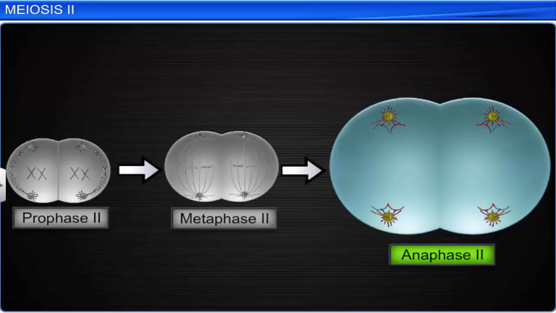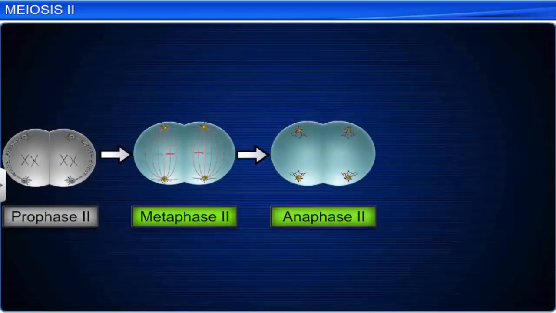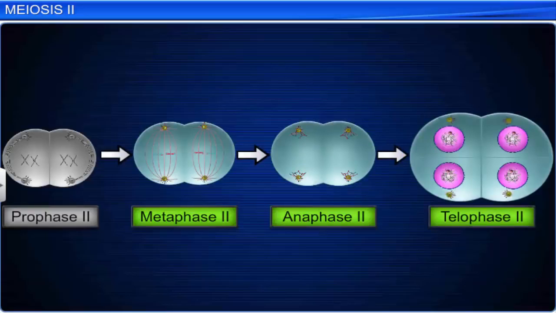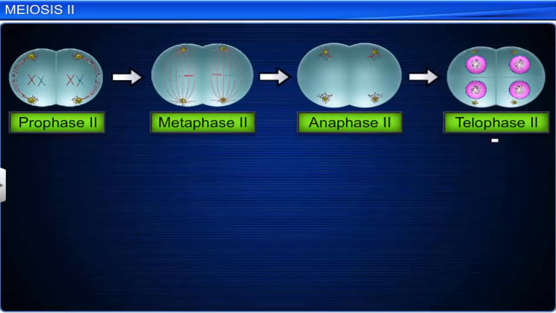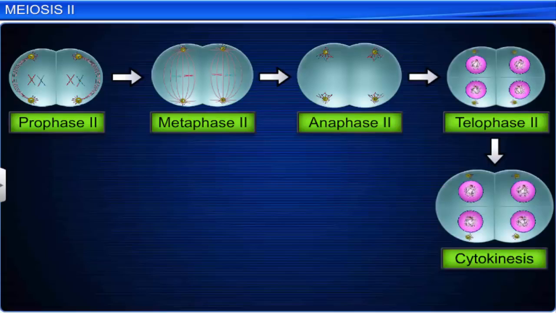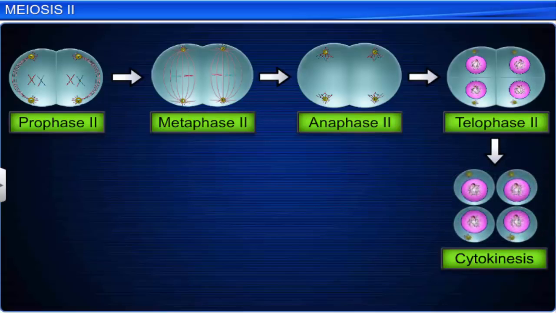The final phase of meiosis 2 is telophase 2. During this phase, the chromosomes reach the opposite poles and a new nucleus with a nuclear membrane is organized at each pole. Did you know that all four nuclei differ from each other in genetic aspects due to the crossing over in prophase 1? Telophase 2 is generally followed by cytokinesis, during which the cytoplasm in each cell is equally divided, resulting in the formation of 4 haploid daughter cells.